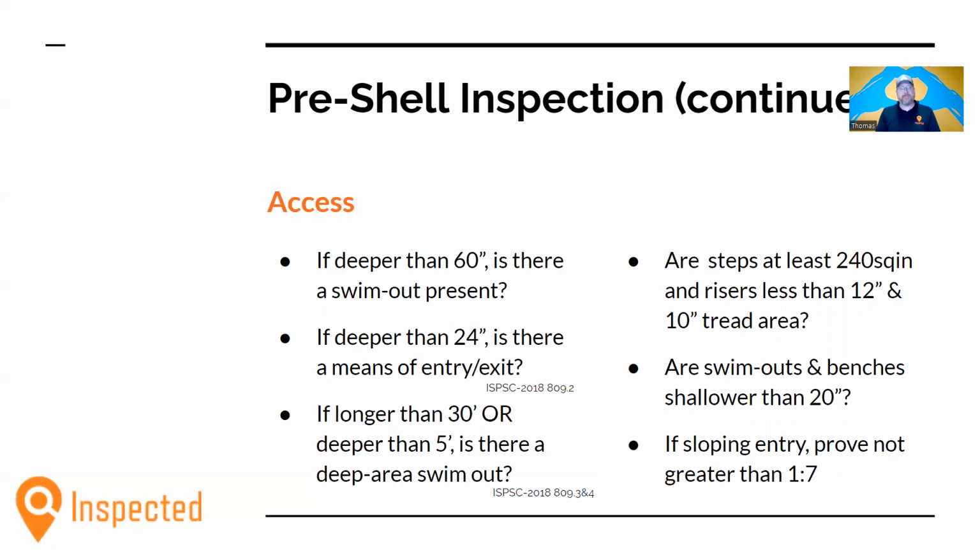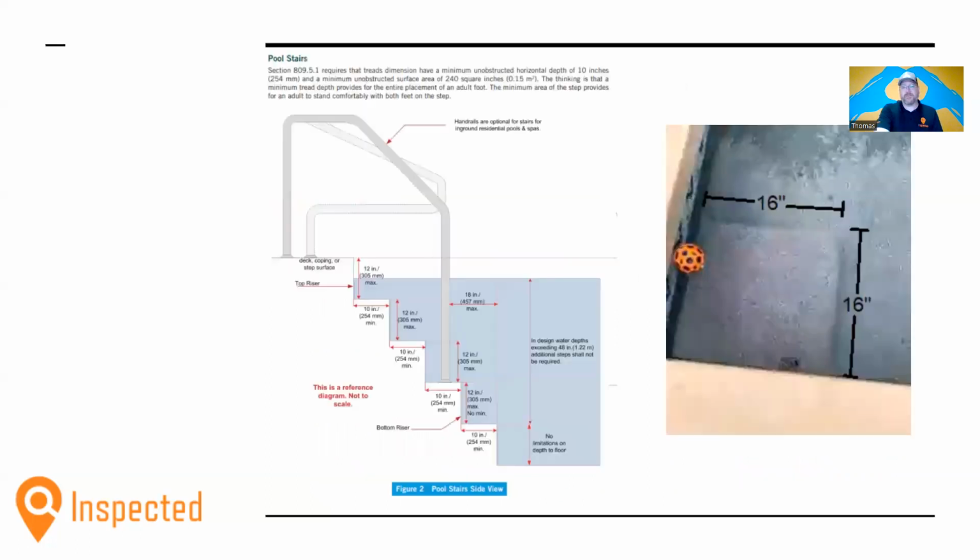If there are steps, the steps need to be at least 240 square inches, and any risers from one step to the next need to be consistent and not exceed 12 inches. Also, the tread area from heel to toe needs to be at least 10 inches. So over here in this diagram, you can see often the biggest challenge is when the pool has a beach for its first step. That beach is often in 6 inches of water, and so the distance from the top of coping to that beach is almost exactly 12 inches.